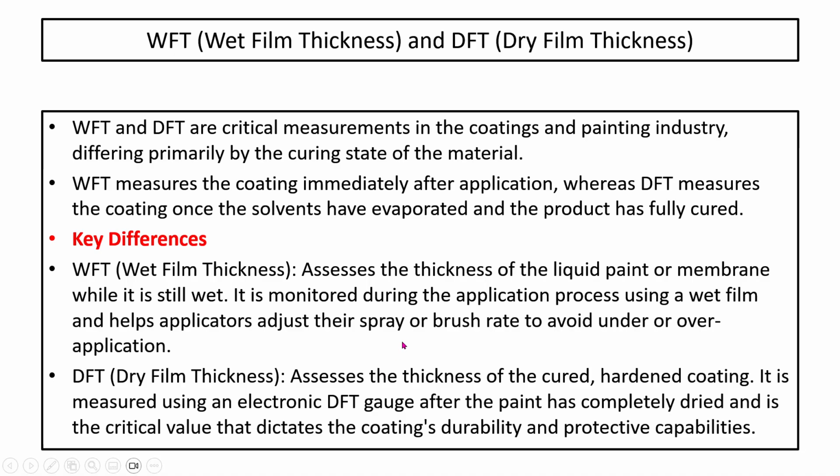With dry film thickness, once it is dry, you cannot do anything. But once it is wet, you can measure the wet film thickness and adjust your paint accordingly. And dry film thickness is once it is dried, you will measure the complete dry film thickness of the coating. These are the two critical values we have to measure while applying the paint.